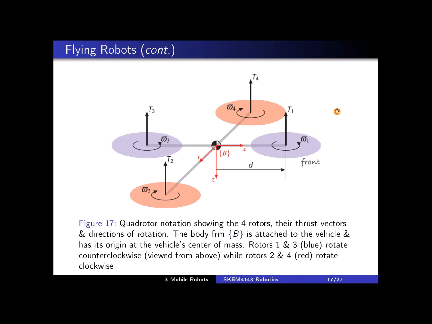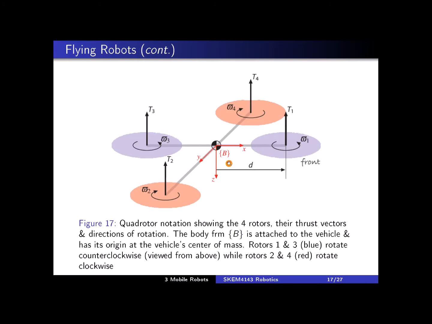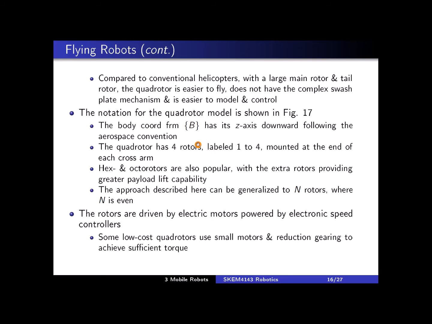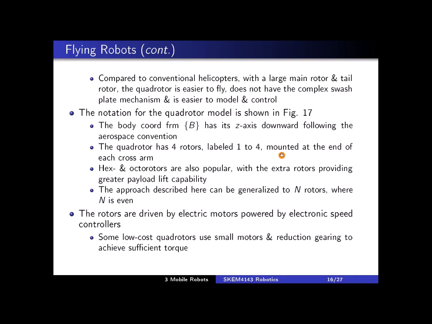This is a figure that represents our quadrotor. As we can see, there is a coordinate frame that we call B. This is the body attached coordinate frame that has its z-axis downward following the aerospace convention. It has 4 rotors: rotor 1, rotor 2, rotor 3, rotor 4, mounted at the end of each cross arm.